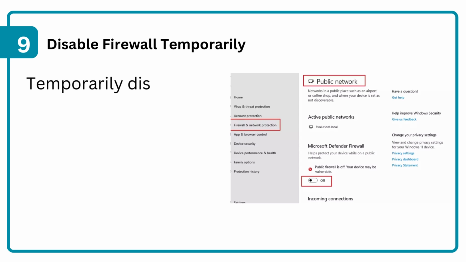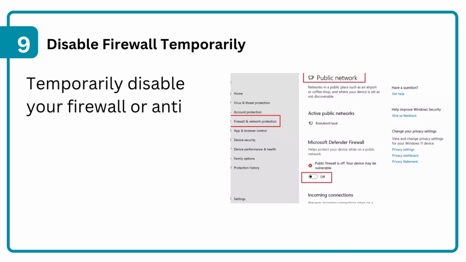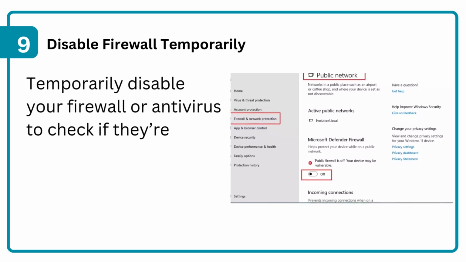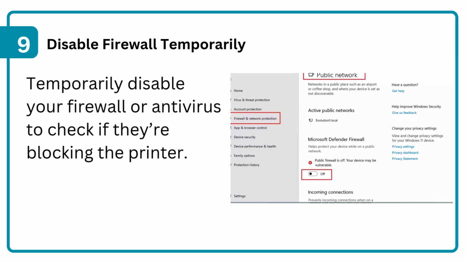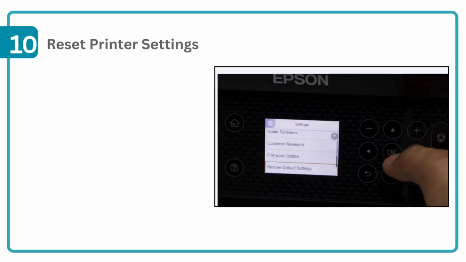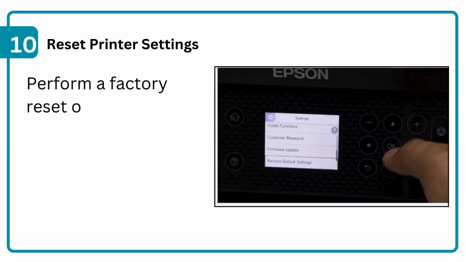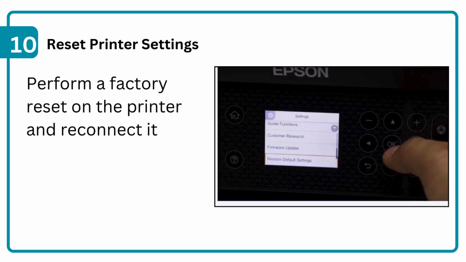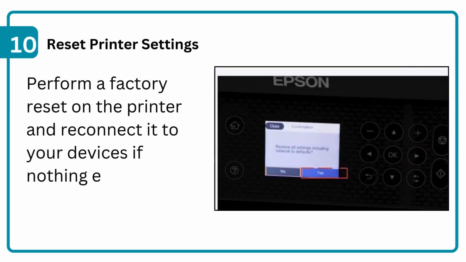9. Disable firewall temporarily. Temporarily disable your firewall or antivirus to check if they're blocking the printer. 10. Reset printer settings. Perform a factory reset on the printer and reconnect it to your devices if nothing else works.